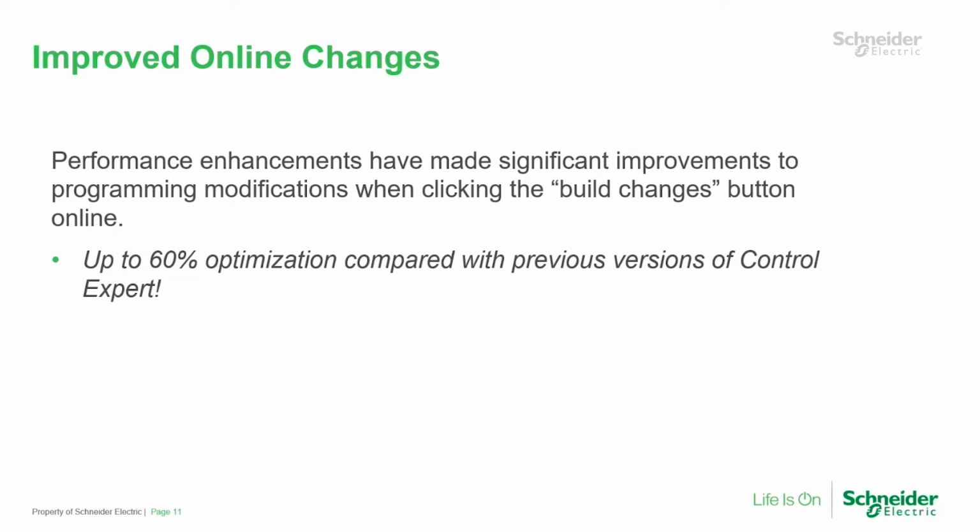So now we get to one of the nicest features, I think, in version 16, and this is improved online changes capabilities. When you are online with a controller and you make a program change and hit the build changes button, you will see right around a 60% optimization for how long it takes for those changes to be built. So a change that previously would take about 10 seconds will now take around 4 seconds. So the customers will have a much improved experience when doing online edits of code in their Control Expert projects.